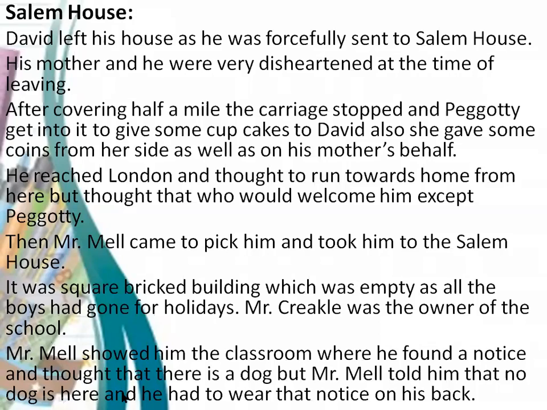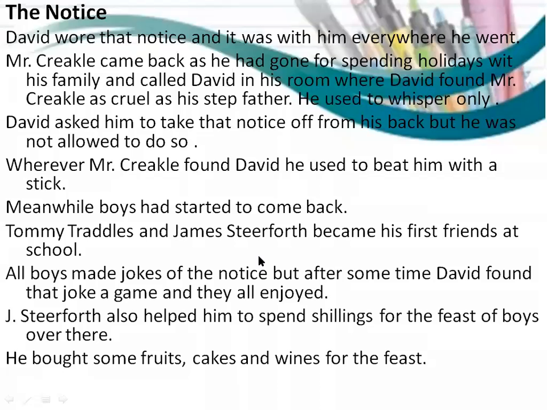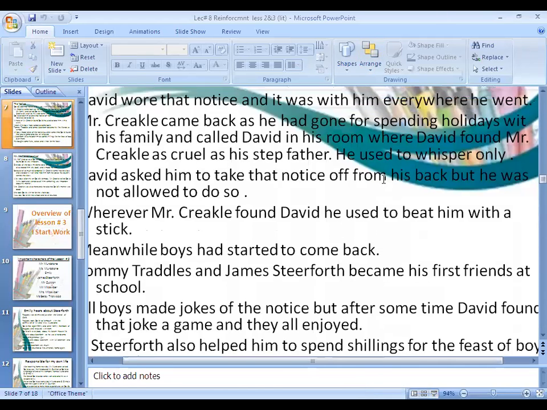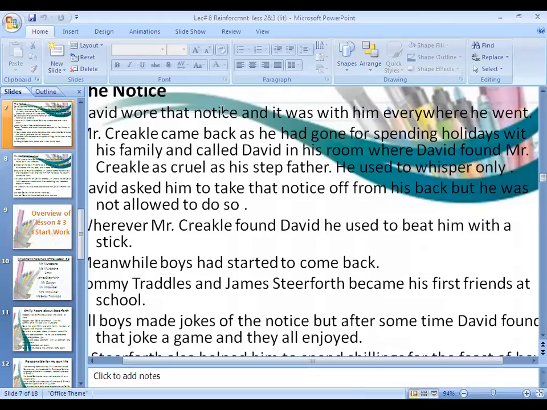Okay, now this was the first chapter. The second chapter is David, the notice. Now we are talking about what happened when David wore the notice on his back, what had happened with him during the whole period when he was wearing the notice. David wore that notice, and it was with him everywhere he went.